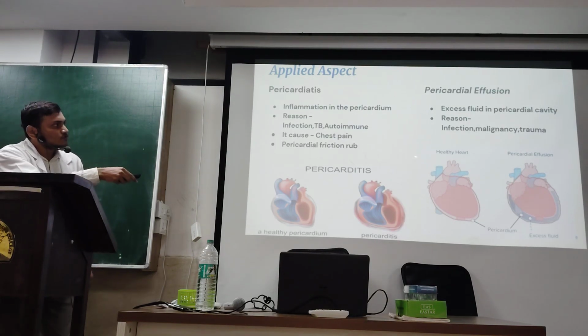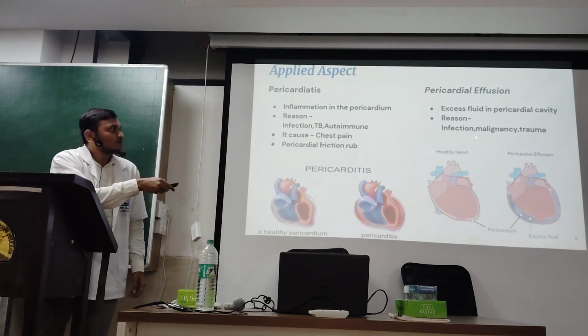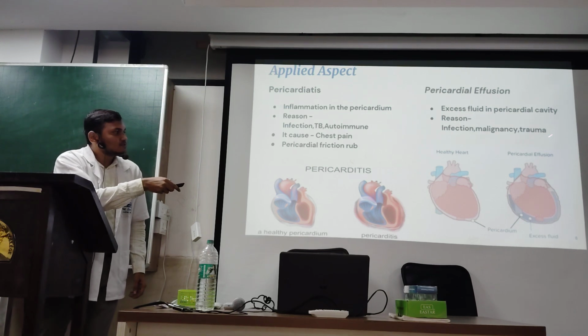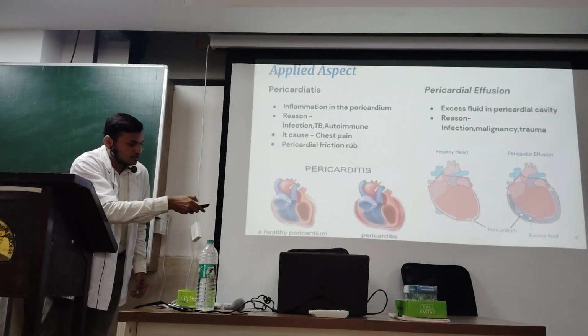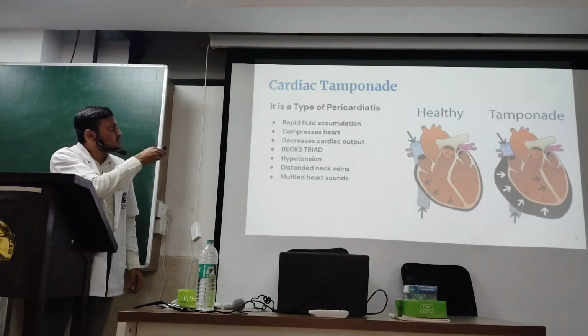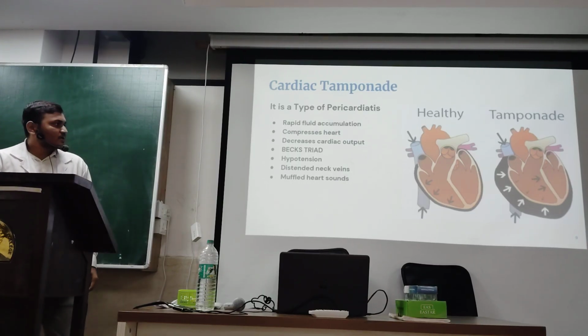Second one is pericardial effusion, excess fluid in the pericardial cavity. Reason is the infection, malignancy, and trauma. Here you can see the excess fluid. And next one is the cardiac tamponade. It is a type of pericarditis.